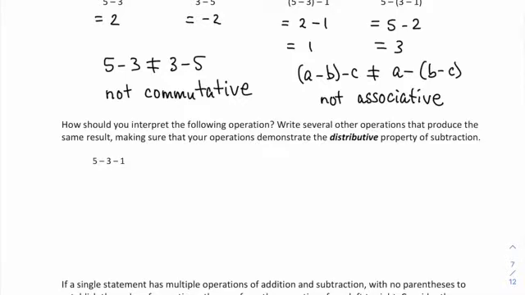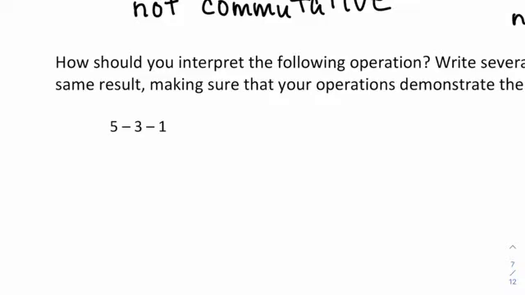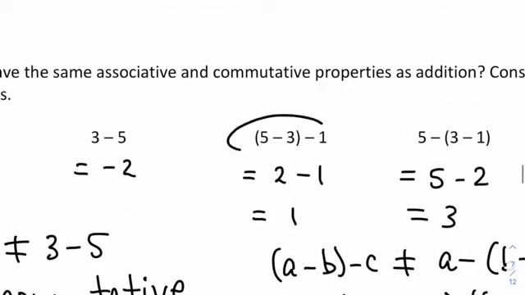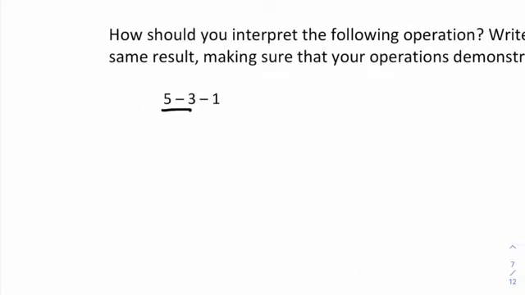We're going to write several other operations that produce the same result, making sure that our operations will demonstrate what's called the distributive property of subtraction. If we just go in order, we just say do 5 minus 3. In other words, pretend like we're going this route essentially. Just go in order, reading left to right. So 5 minus 3 gives us 2, and then we do the minus 1, and we get 1.